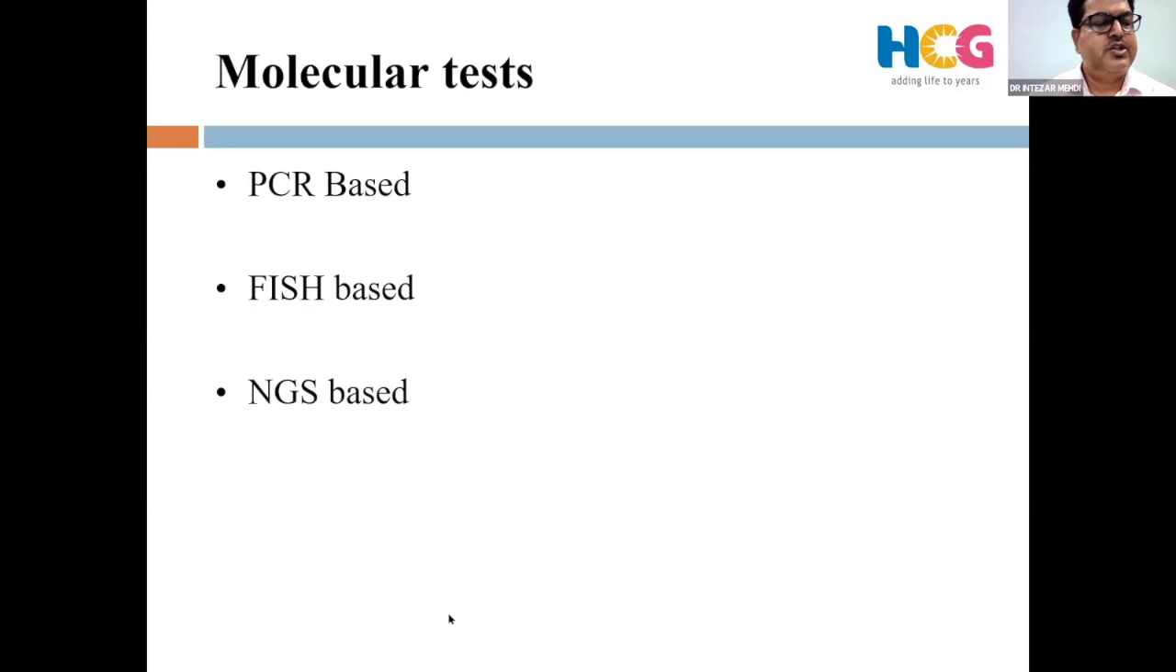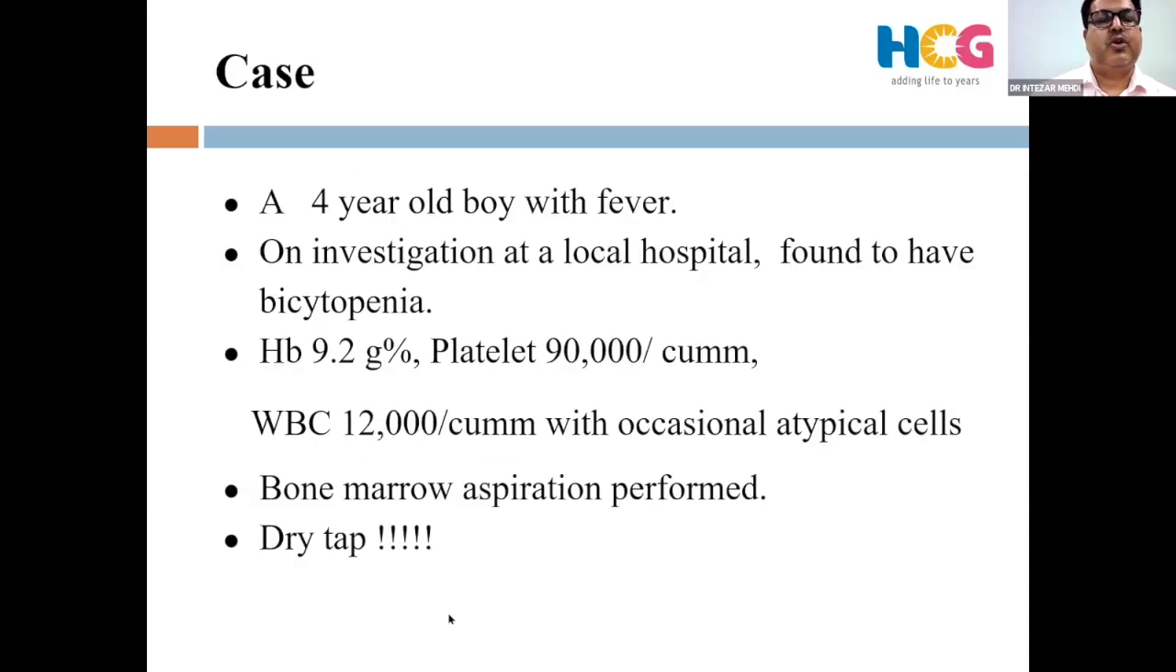So for molecular tests, in addition to karyotyping, most of the centers will order either a PCR-based or FISH-based leukemia panel. You have a leukemia panel, or you have a separate ALL-focused panel, or the AML panel. And nowadays, a lot of centers have started doing NGS-based evaluation for molecular tests. Now, let's move on to another case.